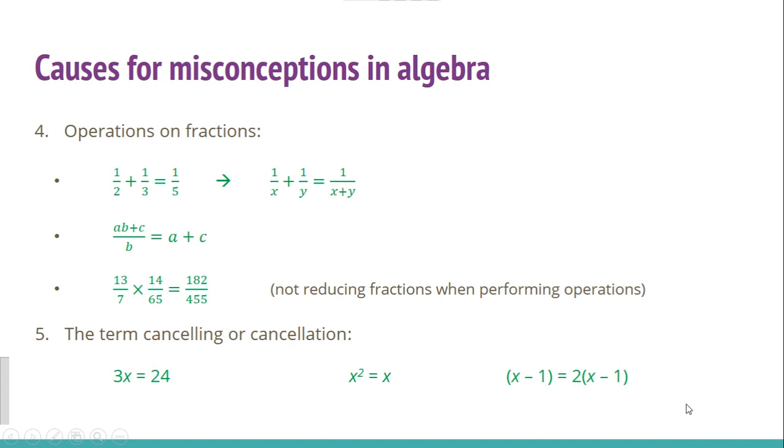Same goes for x minus 1 equals 2 times x minus 1. Thinking that there are x minus 1 in both sides of the equation, it is okay to divide by x minus 1. But in this case, it is incorrect to divide both sides by x minus 1, as the expression x minus 1 may be 0.